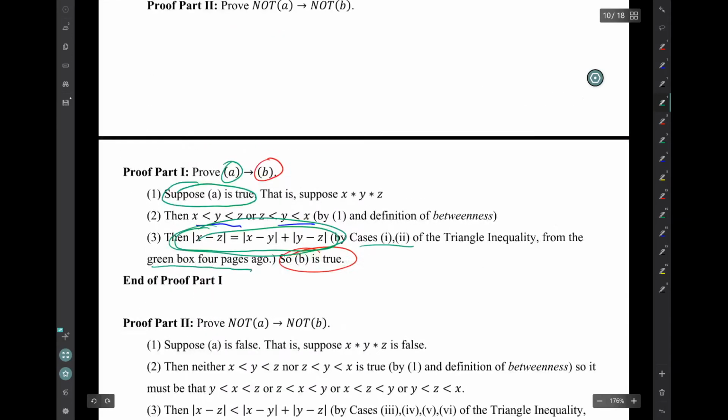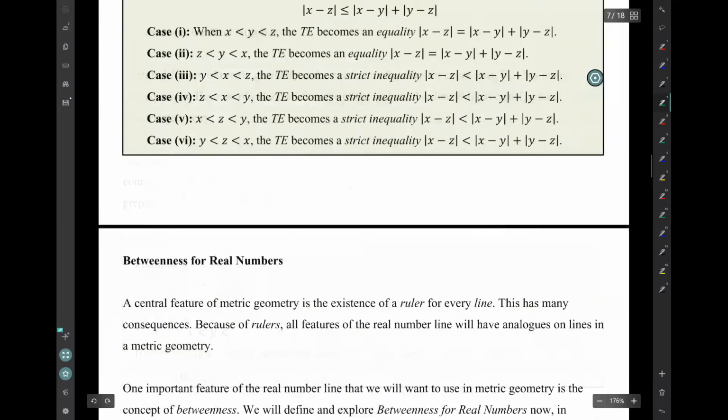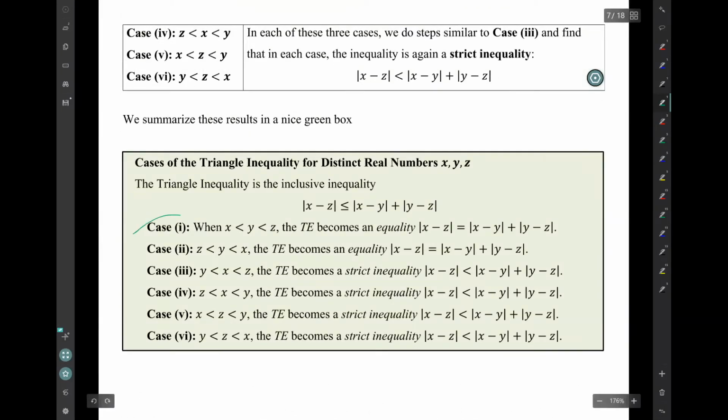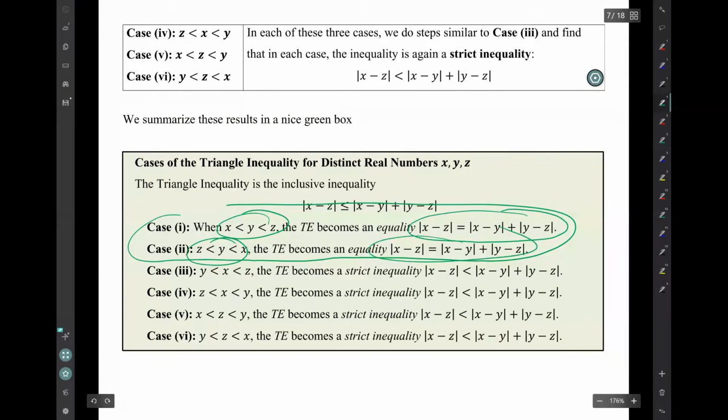Let's go up and have a look. In these 2 cases, cases 1 and 2, when we had that inequality or this inequality, we had this equation true.